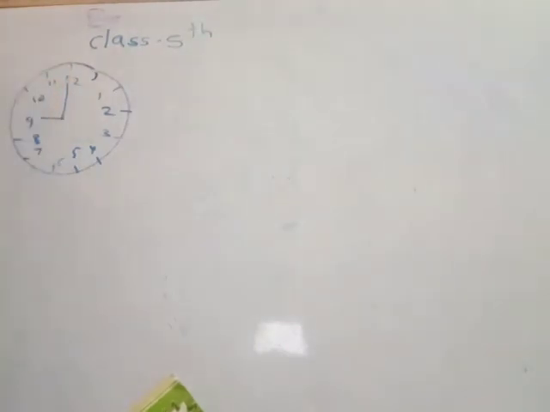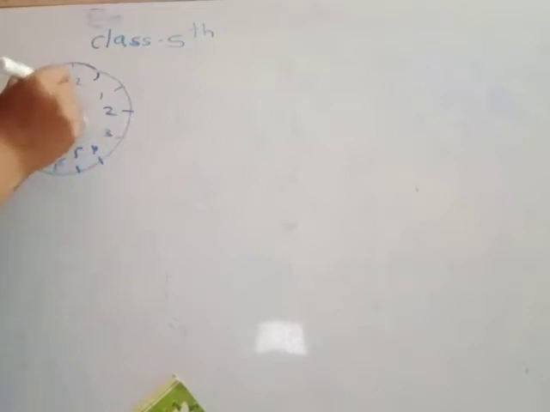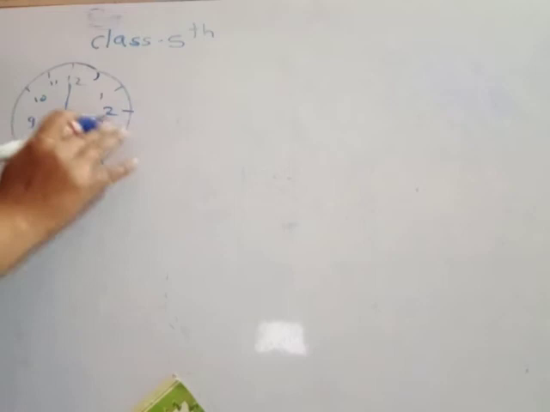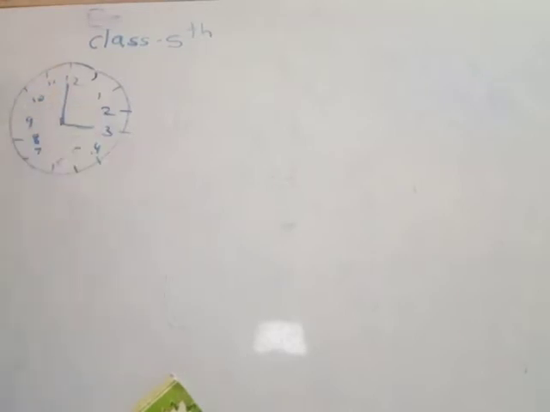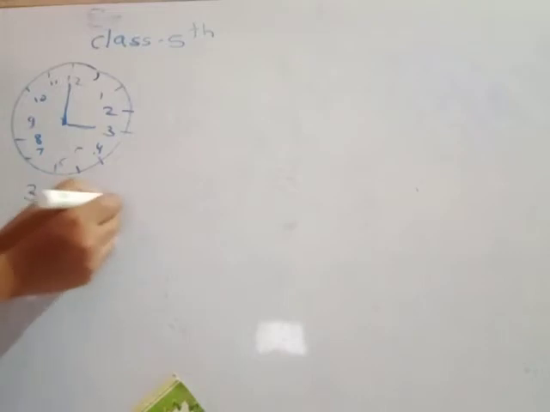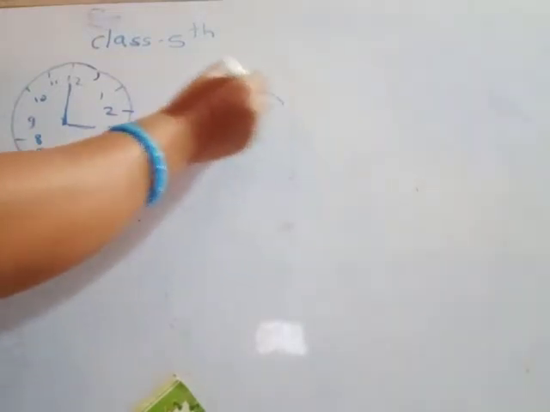This is exactly 9 o'clock, this is a right angle. Again see here, next one. 3 o'clock, short hand on 3. See here also a right angle. Then when the time is 3 o'clock, it is also a right angle. Then another clock you draw here.